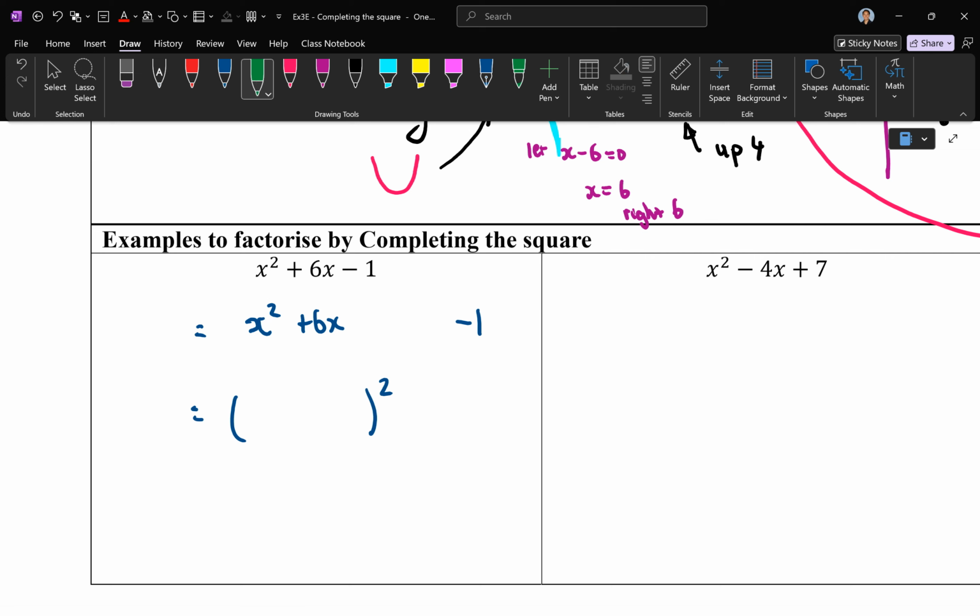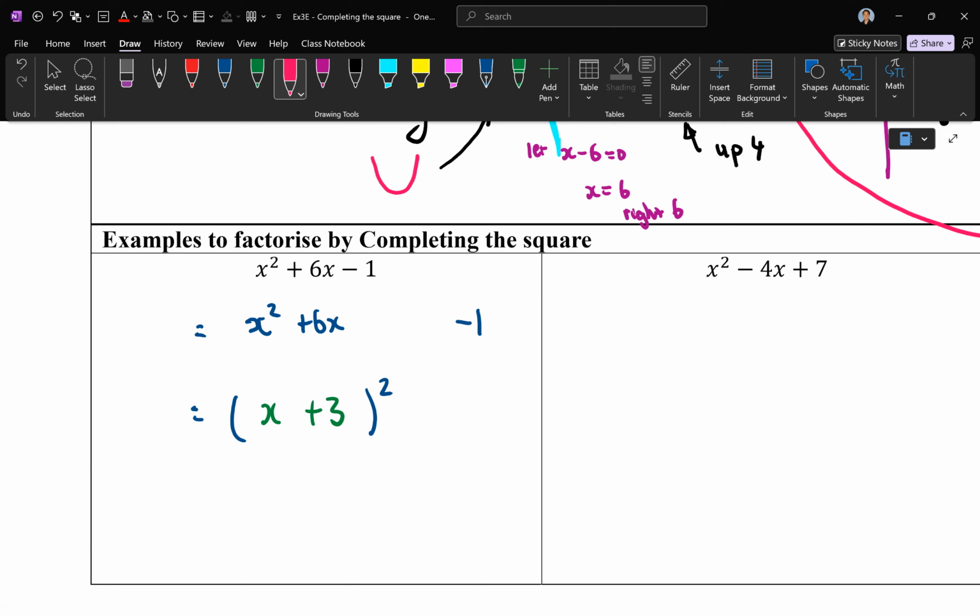What's the first number in the bracket? What should it be? Let's go with, what haven't I chosen yet? Let's go back to Sion. Sion, what should be in the brackets? X plus 3, very good. So we know that the square of this number has to give you x squared, and then 6, well, that comes from the result of doubling 3 times x. So half of 6 is 3. Correct. But if that is 3, what's the number at the end that I should have? At the moment, I've got negative 1. What should that last number be, Ben?